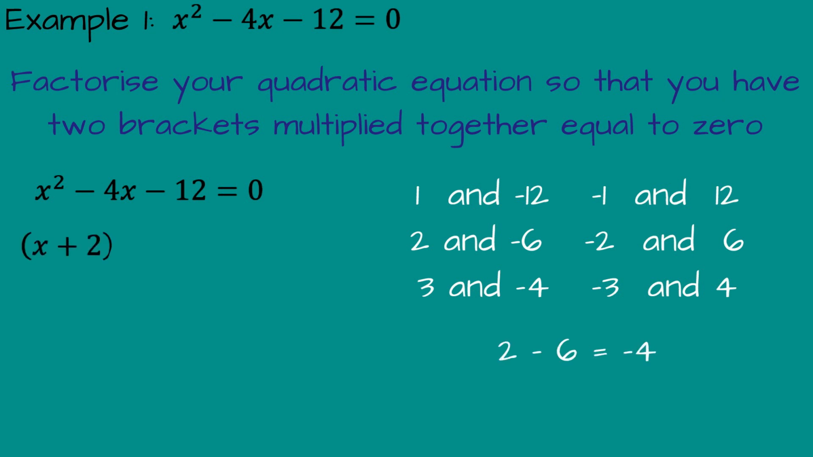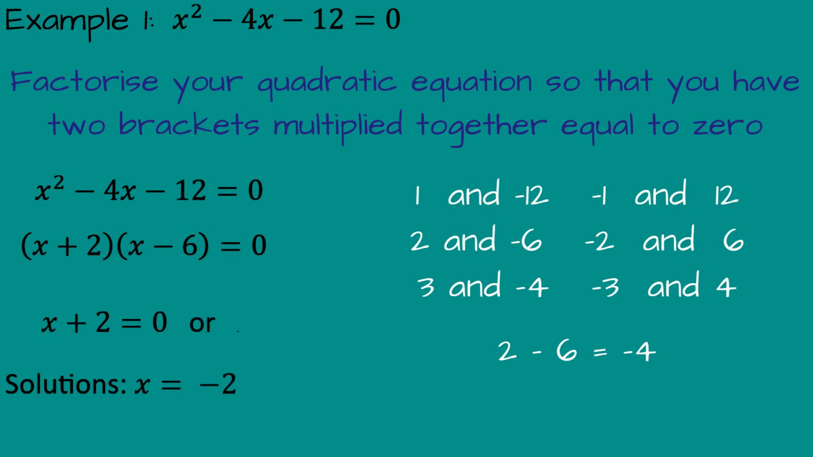As 2 minus 6 is -4, the equation factorizes to (x + 2)(x - 6) = 0. To solve the equation, we must make each of the brackets equal to 0, one at a time. So, either x + 2 = 0, or x - 6 = 0. Solving these linear equations gives two solutions to the quadratic equation, x = -2 and x = 6.